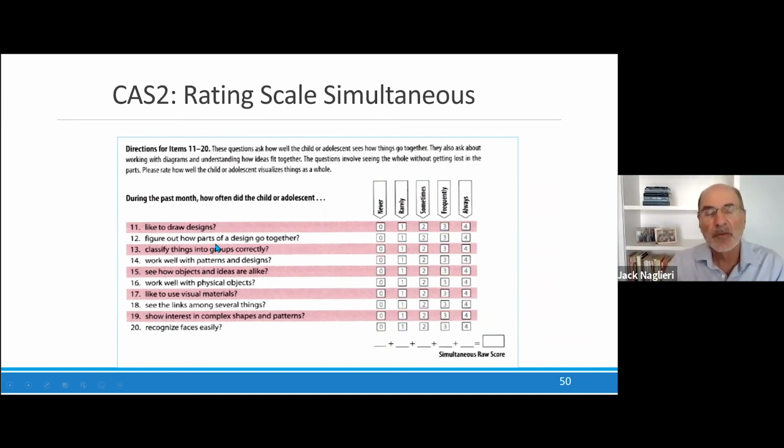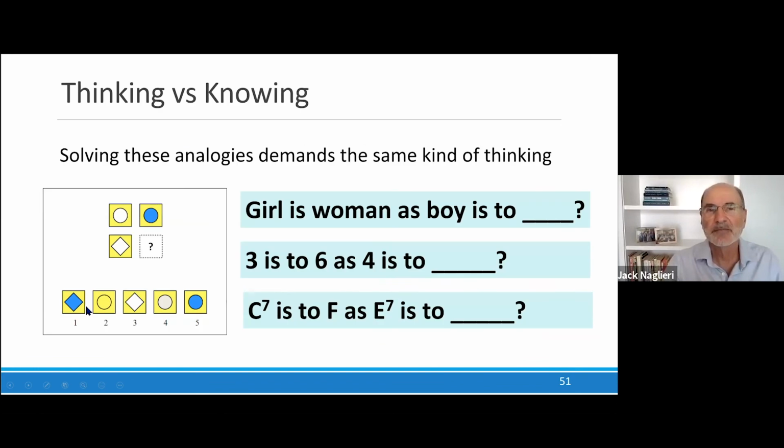And so we asked the teacher, well, does this student like to draw designs? Are they good at seeing how things go together, patterns, and good with visual materials, shapes? Those are the kinds of things we see. But now I'm going to take you a little deeper here. Let's look at something at a different level.